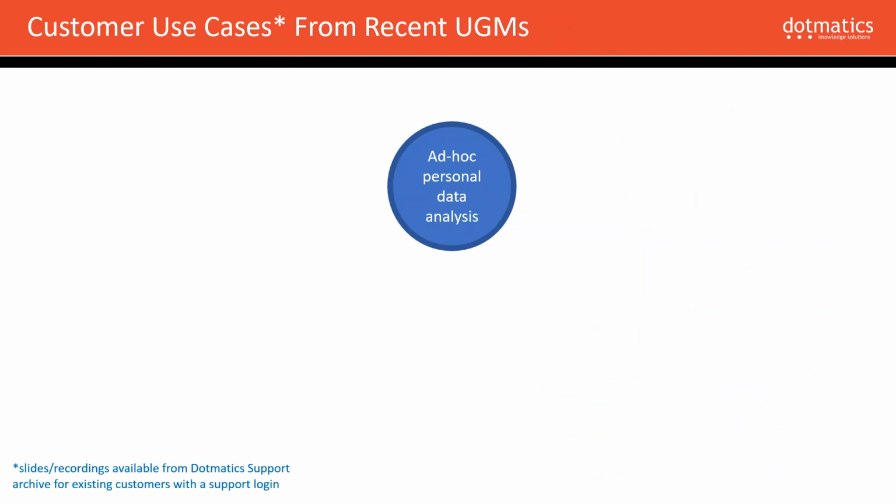Another interesting question then is, well, what do customers typically do with it? One way to explain that is to go back through our recent user group meetings that we have around the world and think about what the themes were for the talks that were given on Vortex. For those of you who are existing customers, if you have a Dotmatics support login, there is an archive of all these presentations on the support site, so you can go through and find the presentations behind these. But really what I've tried to summarize is what are the common use cases.